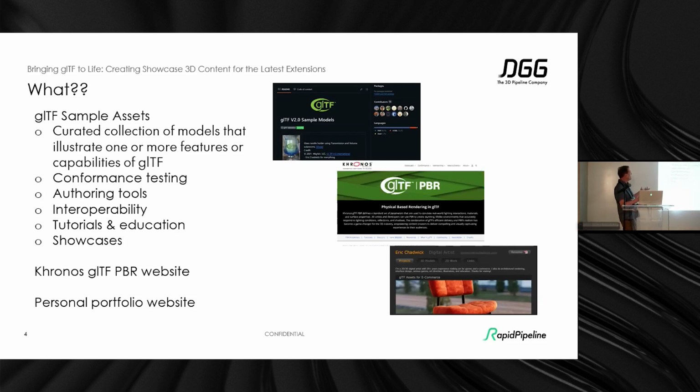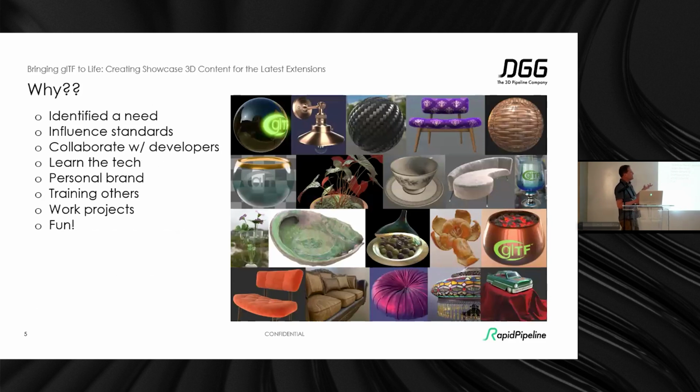So why do it, right? I basically identified a need. We have all these sample assets, and they don't look amazing. It would be great to make amazing, cool assets that showcase the format and make it interesting. And being a part of those calls, I'm able to actually influence the standard and say, oh, sheen is not really giving me the control I need in order to do real fabric, so can we add this extra feature? It's also about understanding what the tech is actually capable of.